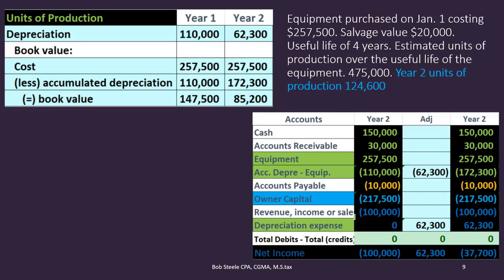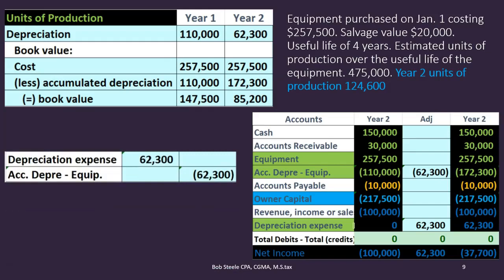The assumption is that in year 2 we earned another 100,000, and the idea is that we want to have a model that we have the same amount of earnings in year 1 and year 2 so that we can then see the effect of depreciation on that net income if that was the case, holding all else equal. So the depreciation journal entry then would be the same. We're going to debit depreciation expense. We're going to credit accumulated depreciation for the amount calculated. That amount being the 62,300.